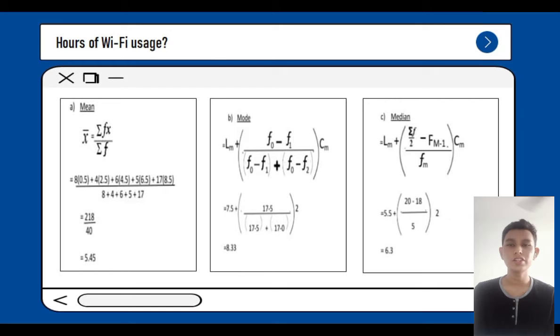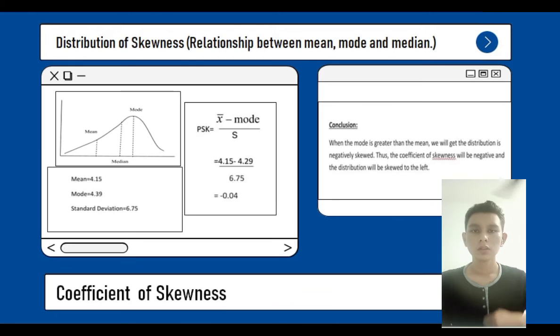And the next calculation is hours of Wi-Fi usage. First, mean we got 5.45, and the second, mode we got 8.33, and the last, median, we got 6.3. If you want to know how we calculate this, you can refer to our slide. Now I want to explain the distribution of skewness, which is the relationship between the mean, mode and median from our survey. We get negative skewed, where mean and median are to the left of mode.